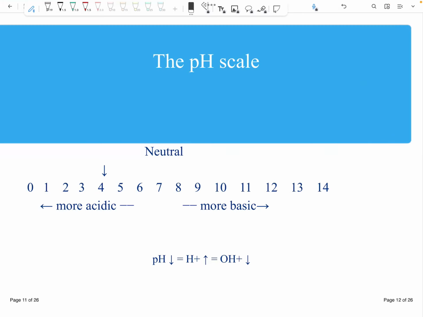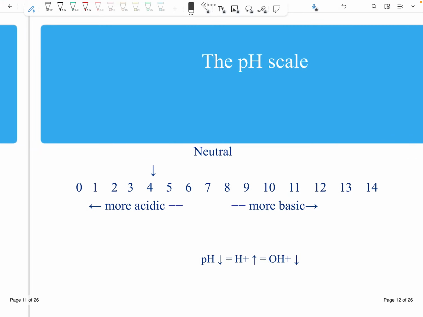Okay, let's talk about the pH scale. And we gave a little bit of information about that yesterday in your video. Let's take a look at it again.